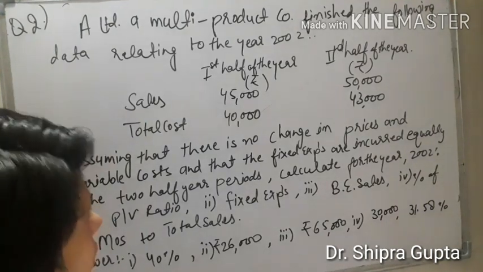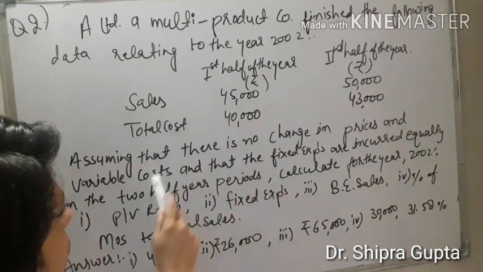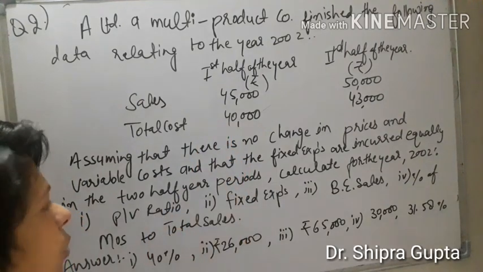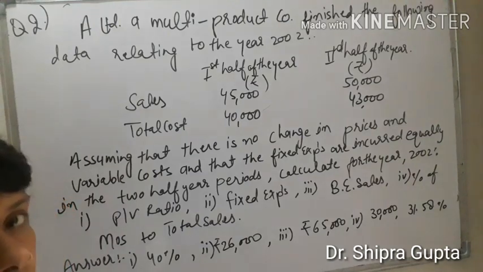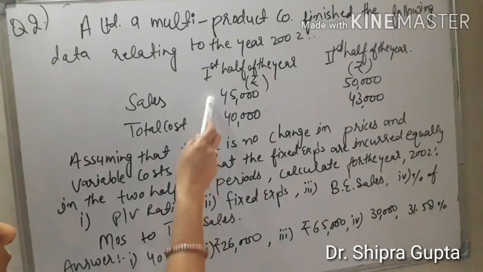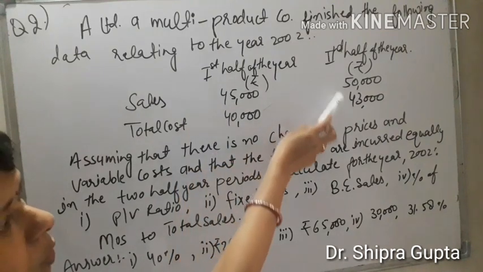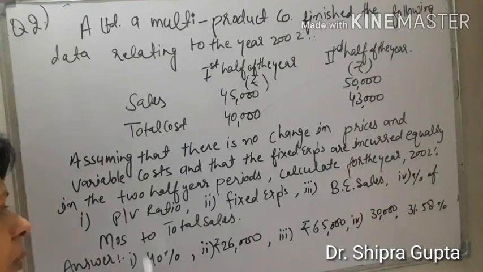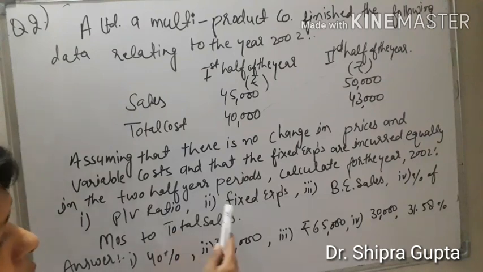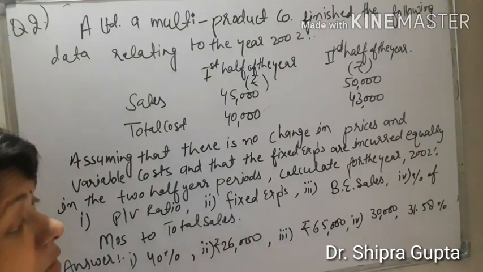So in this question, first we will find out PV ratio, and for calculation of PV ratio we again apply that formula: change in profit upon change in sales multiply 100. Change in profit we will find out: 45,000 minus 40,000 and 50,000 minus 43,000. Then you will find out profit. Then you will apply the PV ratio formula, change in profit upon change in sales multiply 100, and you will find the answer 40%.